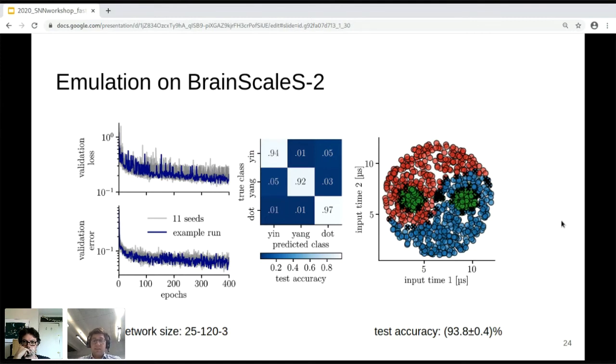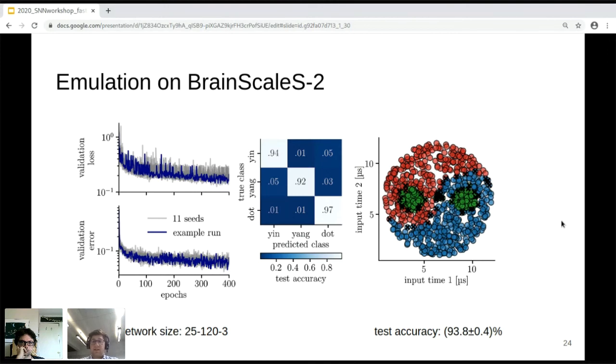You see here the emulation results on this BrainScaleS-2 chip. We used an in-the-loop training setup, so we use the hardware to produce spike trains and use only those spike trains to compute on a host computer the updates for the weights, and then write those onto the network again, and so on and so forth. I earlier stated the limitations of the hardware in terms of neurons that we can use, and especially for the MNIST emulation, this is what limited our network sizes.